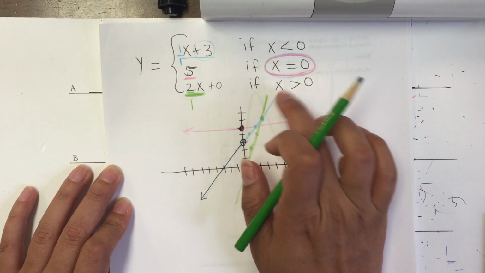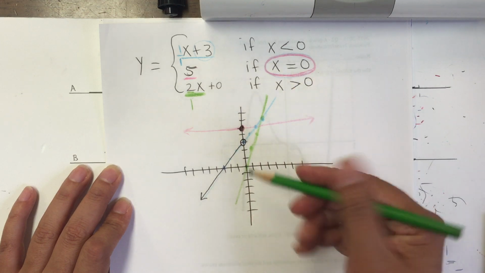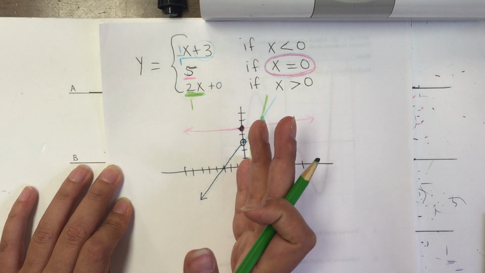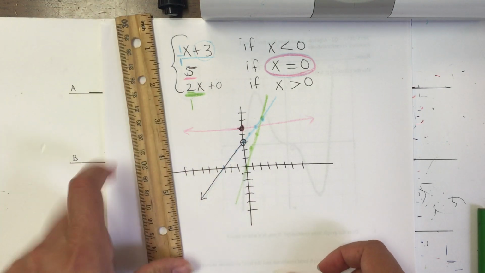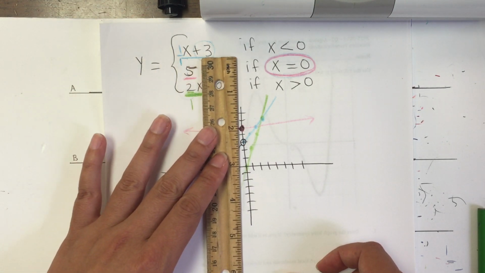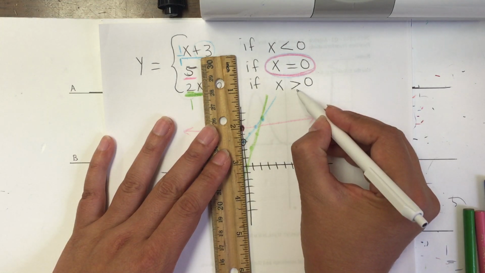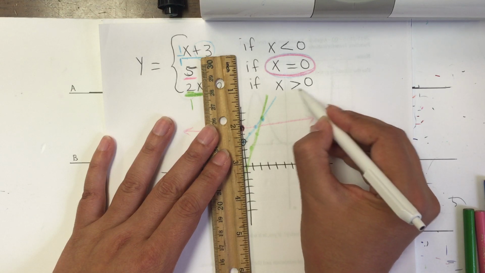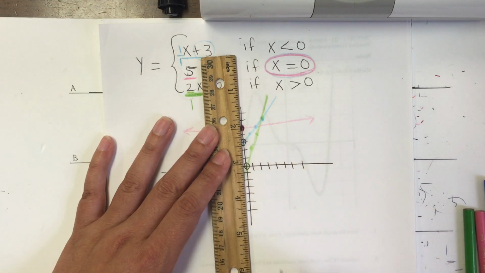But we have a limit here, and it's saying that x has to be greater than 0. So when x is less than 0, we're going to cover that and forget about that part. And one more thing that we have to check for: is this an open or closed circle? It doesn't have the equal sign, so it's going to be an open circle.